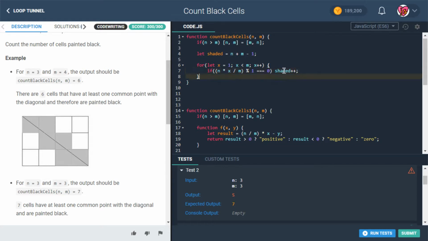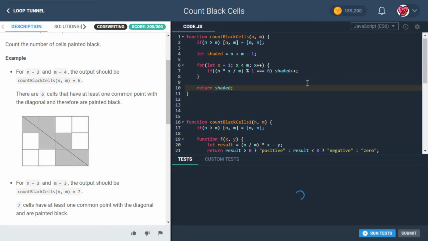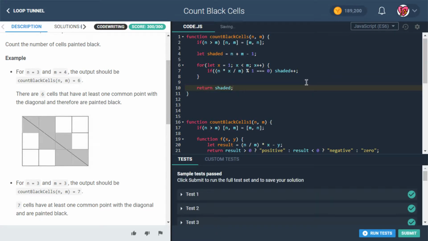And so if that's the case, then basically we'll get an extra. So shaded is going to get plus plus. And at the end, we're going to return shaded. That's going to be the idea. So is that going to work? Let's find out. Hey, looks like it works. Okay, so that's kind of nice. That's pretty not bad, right? We like that, I think.